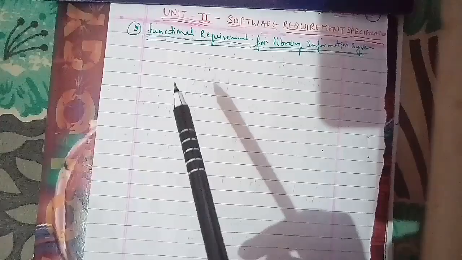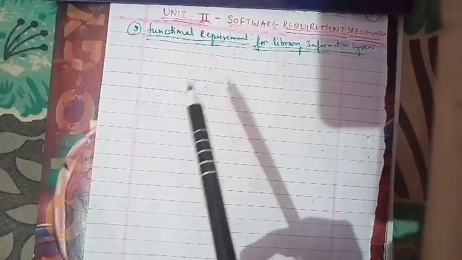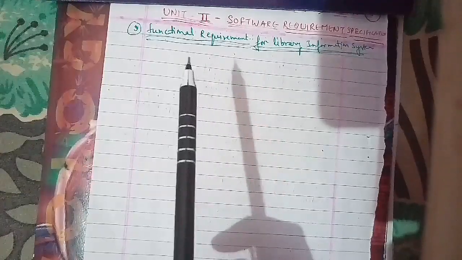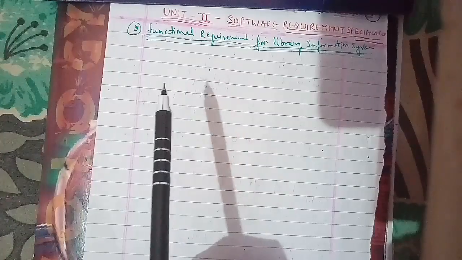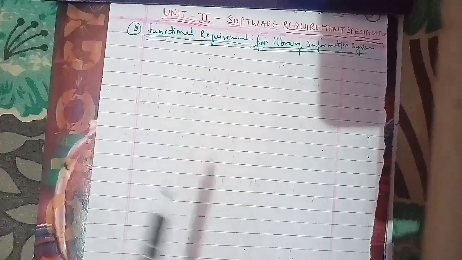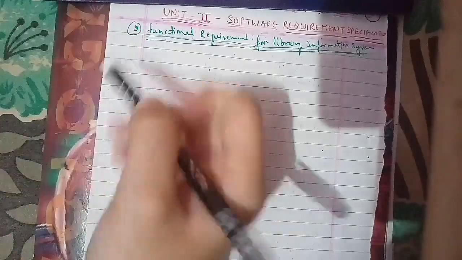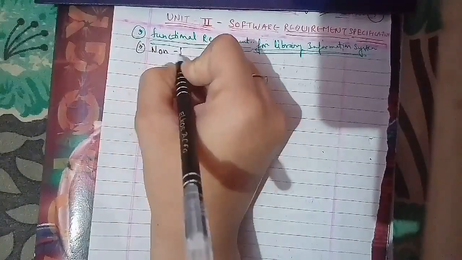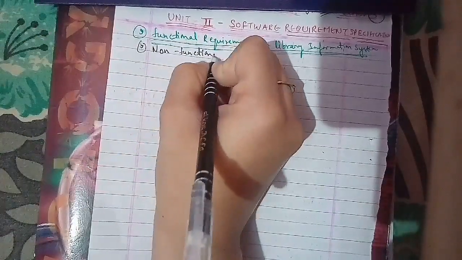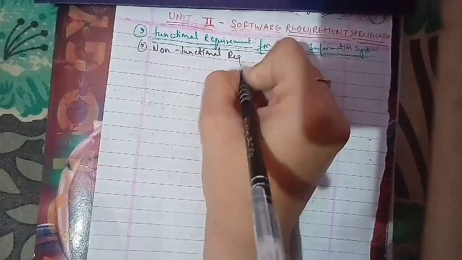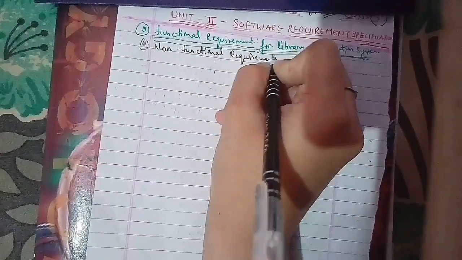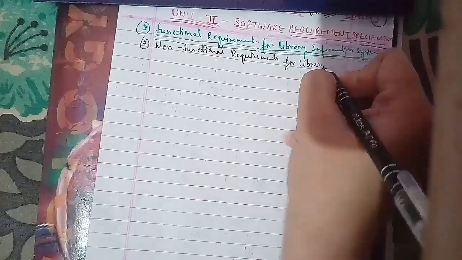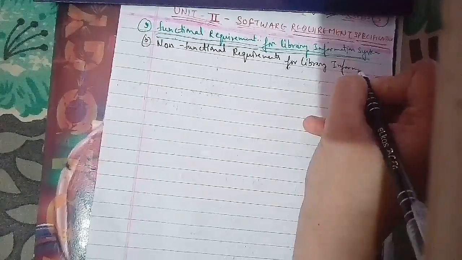Now we'll discuss in more detail the other one, which is non-functional. First we'll discuss non-functional requirements, and in terms of it, we'll discuss the non-functional requirements for the library information system as well. So here we go ahead. Non-functional requirements for library information system.